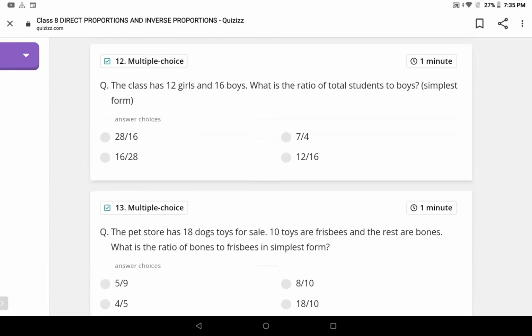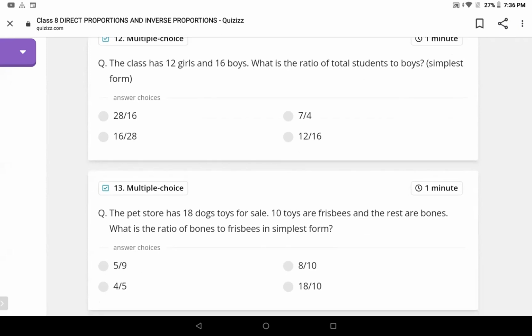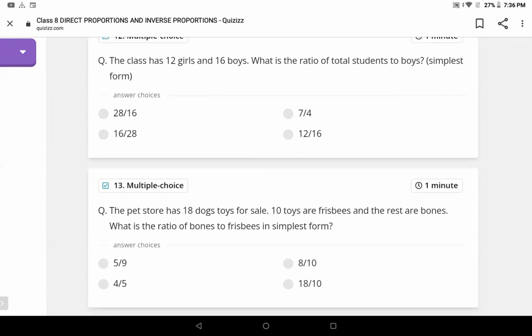Next question is also very simple. The class has 12 girls and 16 boys. What is the ratio of total students to boys? Simplest form. Ma'am, it's 16 plus 12, 28 upon 16. So which table can you cancel that, children? You just reduce it. You will get 7 by 4.